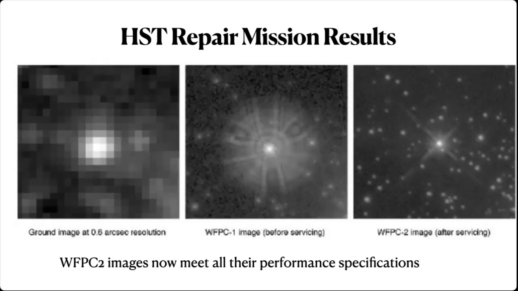The camera, the Wide Field Planetary Camera 2 with that correction, was in Hubble for 15 years. It worked without any flaws. After 15 years, it was removed in favor of an upgraded camera, and it now resides at the Air and Space Museum in the Smithsonian Institution.